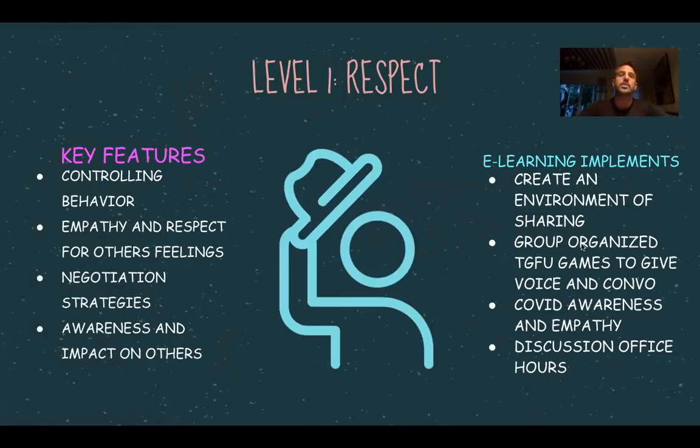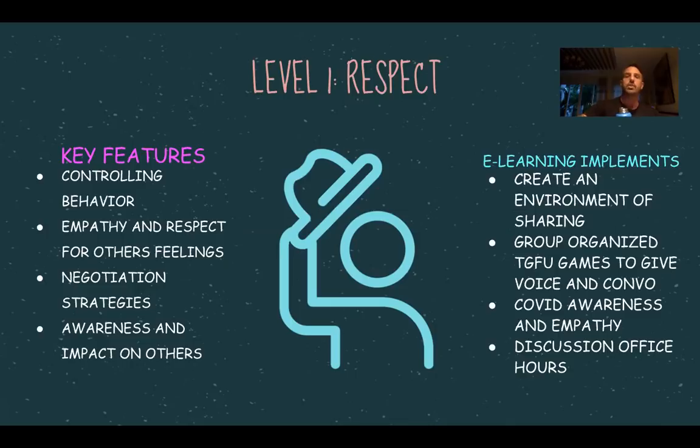Okay, so level one is respect. As you can see, the key features are controlling behavior, empathy and respect for others' feelings, negotiation strategies, awareness and impact on others. Cool, you already know this, but how can we create e-learning implements? And a lot of this is gonna be pretty self-explanatory. But I wanted you to kind of think outside the box and have access to all of this.